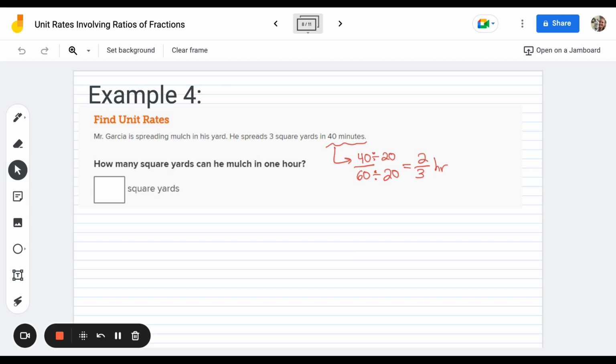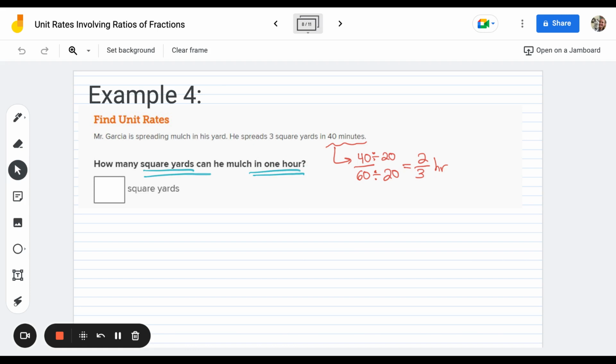As we previously talked about, when we take a look at the question, it tells you the order in which to divide. That is so key to being able to solve these problems correctly, because if you do the division backwards, you're not going to have the correct unit rate. So when I look at this, it says, how many square yards can he mulch in 1 hour? So we want to know square yards per hour. That's the order in which we're going to divide.